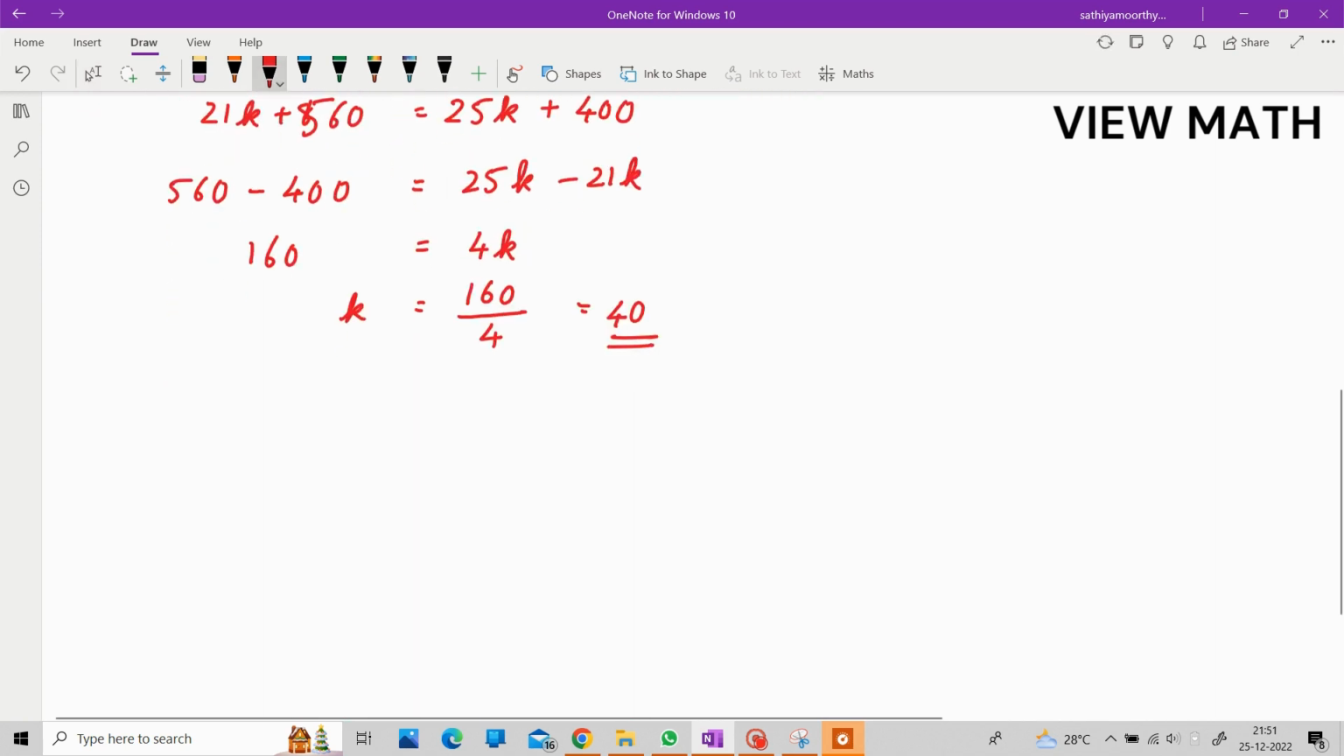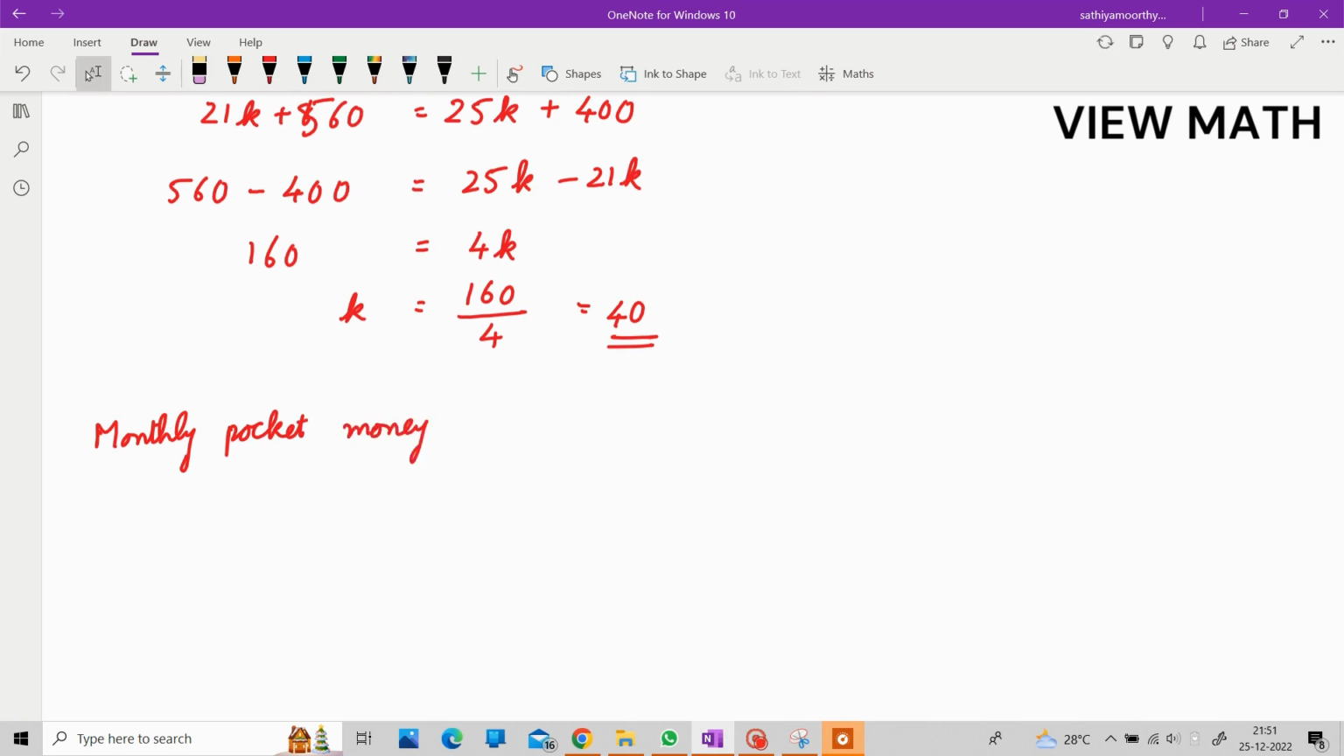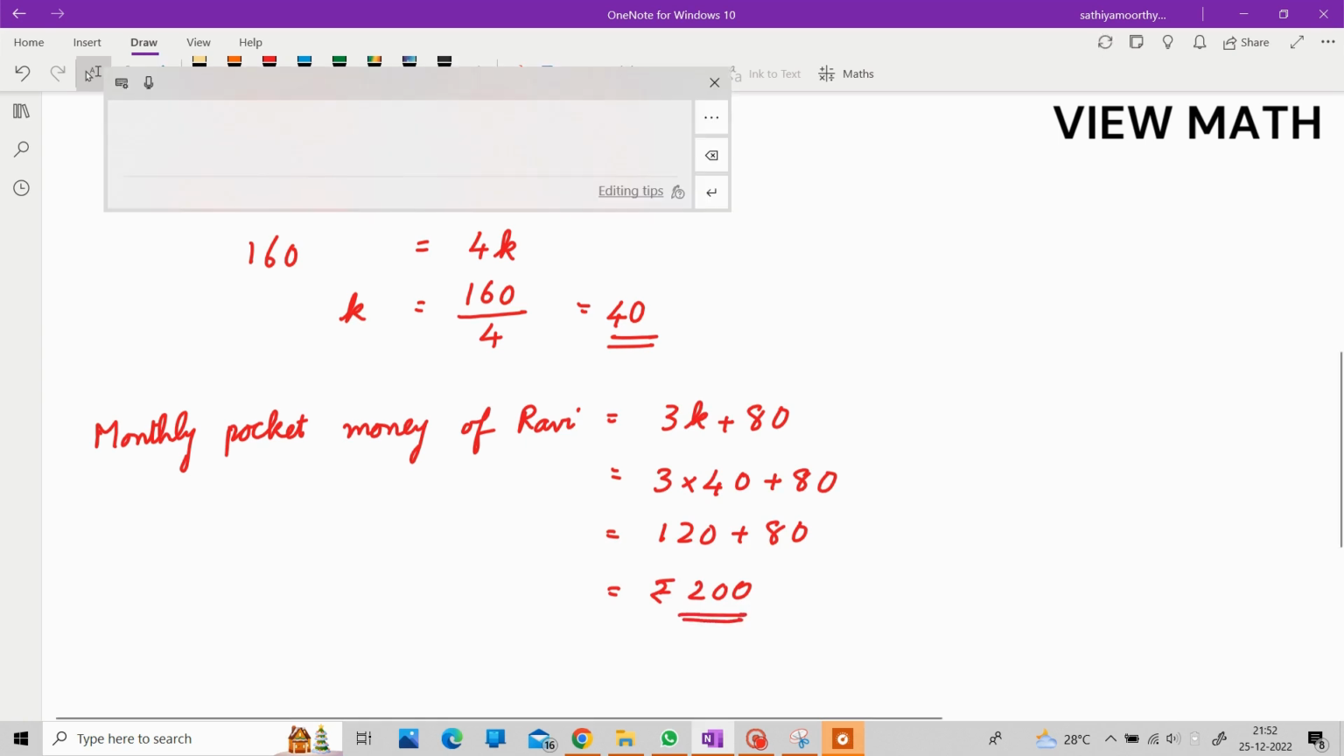Monthly pocket money of Ravi is 3k plus 80. Let me substitute the k value, just now we found out it is 40. 3 times 40 is 120 plus 80, which is equal to rupees 200. So this is the monthly pocket money of Ravi.